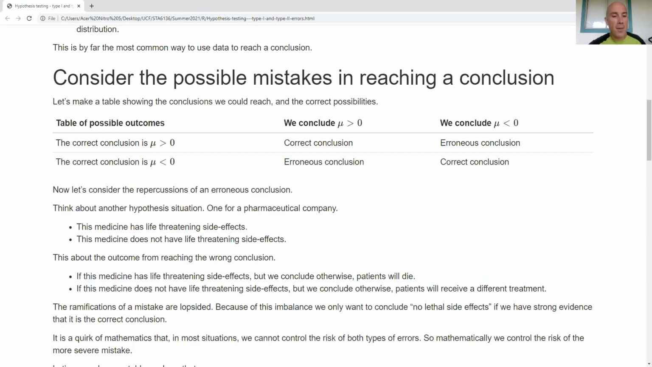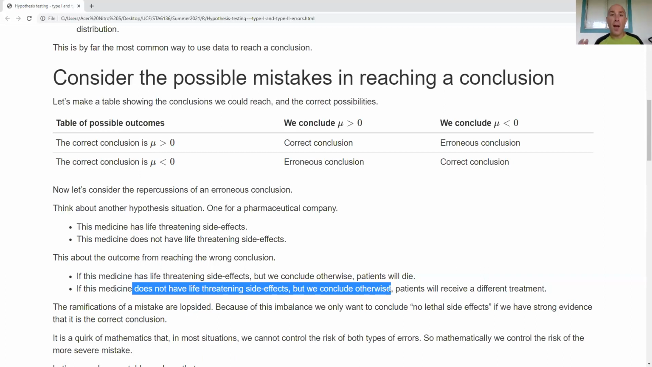Let's think about the alternative error. Let's say that the medicine does not have life-threatening side effects, but we conclude otherwise. So here, the medication does not have life-threatening side effects, but we conclude that it does. We made a mistake. Well, what's going to happen? Well, patients will receive a different treatment. So they're not going to be left high and dry. They're just going to be treated in a different manner.